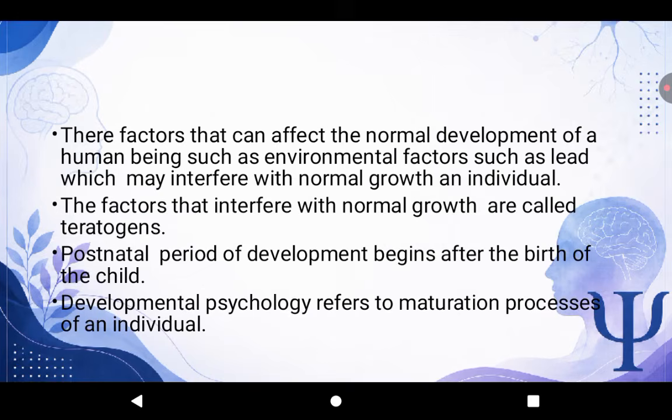And we also need to understand that there are certain factors that can affect the normal development of a human being, and such factors are environmental factors, and they lead to or rather interfere with the normal growth of a certain individual. So when you're talking about these factors that are able to interfere or influence the normal growth of a particular person, they are known as teratogens. So teratogens are just the factors that are able to affect the normal growth of a person.